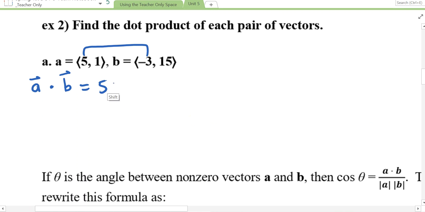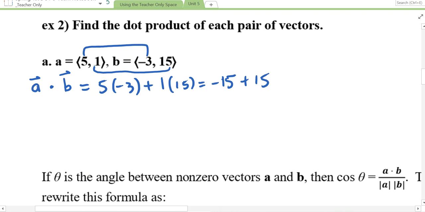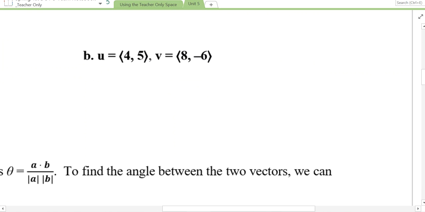So it's 5 times negative 3. That's x1 times x2. And then we're going to multiply the y's and add that to it. So then we have 1 times 15. Well, that ends up being negative 15 plus 15, which equals 0. And here in a little bit, I'm going to show you why that's important. When you're doing dot products for physics, engineering, and mathematics, that's important. We'll get to it. Okay, here's another one.